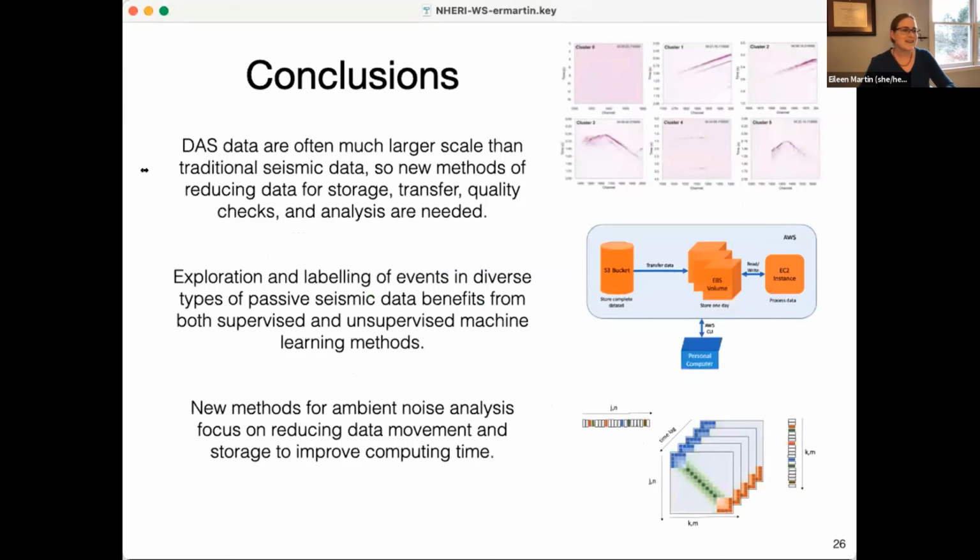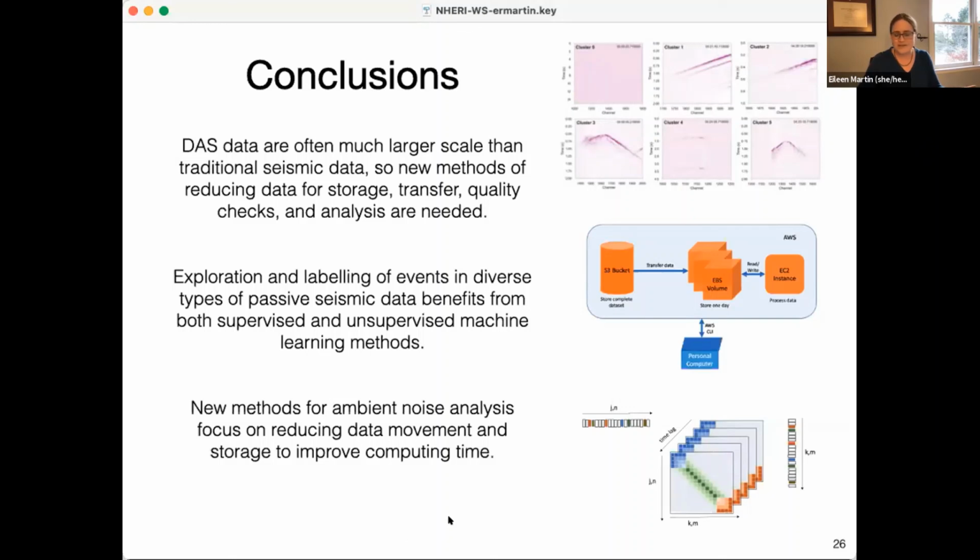I'll point out that these DAS data, again, are much larger than what we've worked with in the past oftentimes. And we've especially focused on doing things like exploration and labeling of events so that we can use those for either targeted energy for imaging or for removal. And those really benefit from our unsupervised or supervised machine learning methods. We have a variety of options open to us.